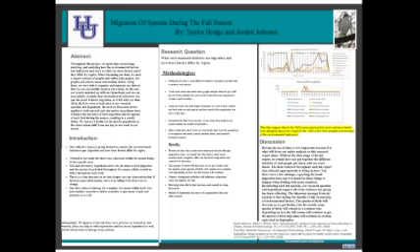Now, to move on to discuss more of our data, Taylor Hodge will be presenting our results and our discussion.